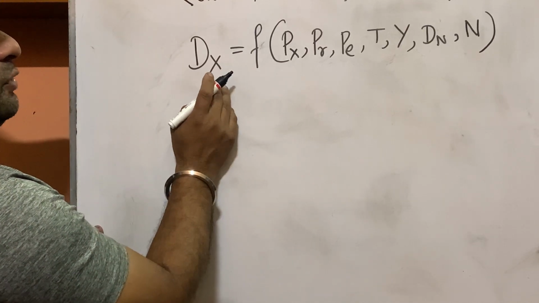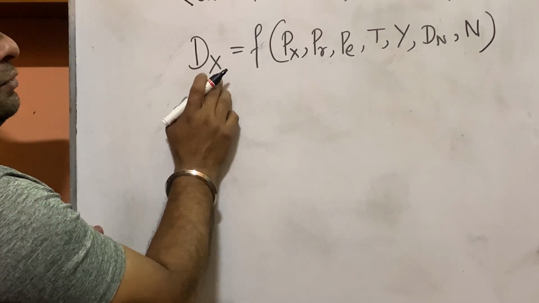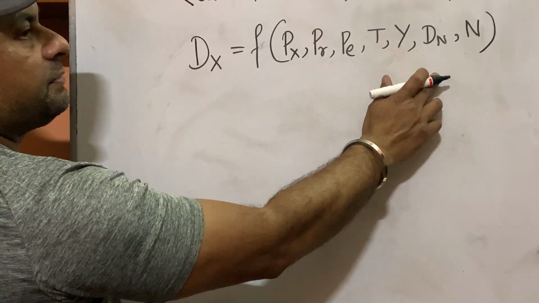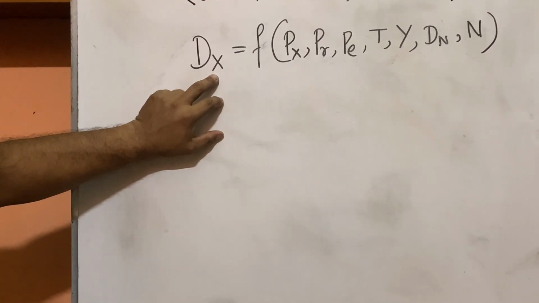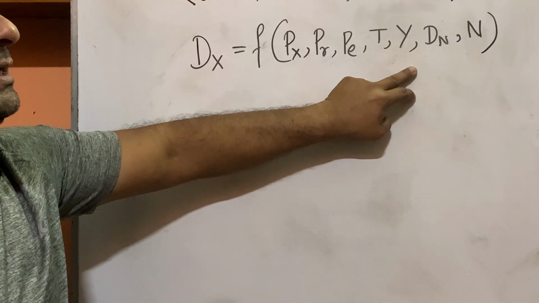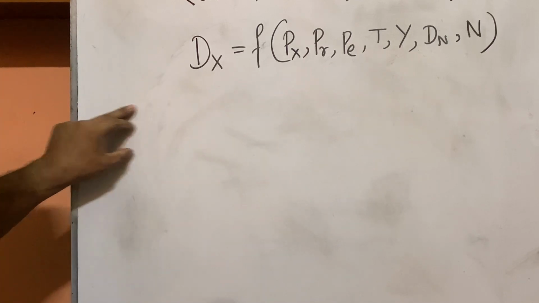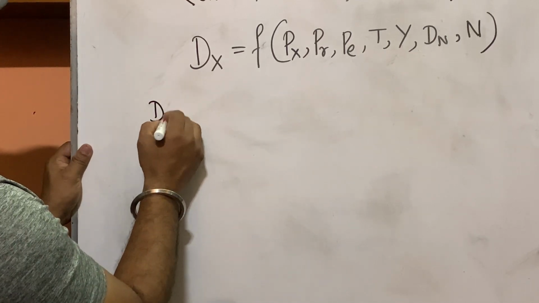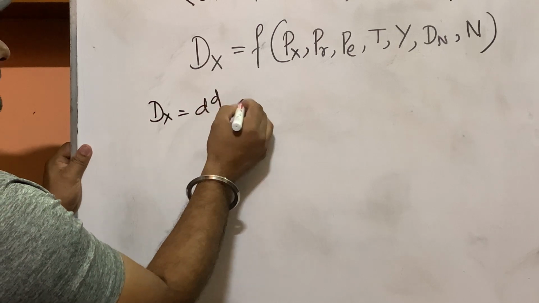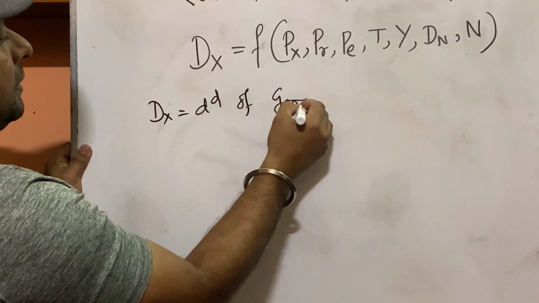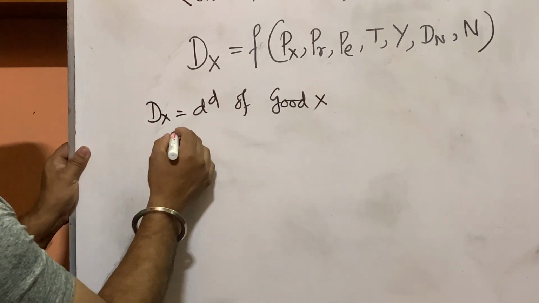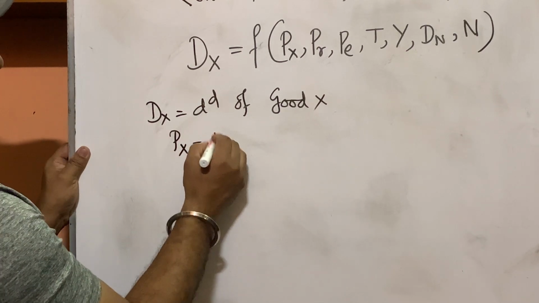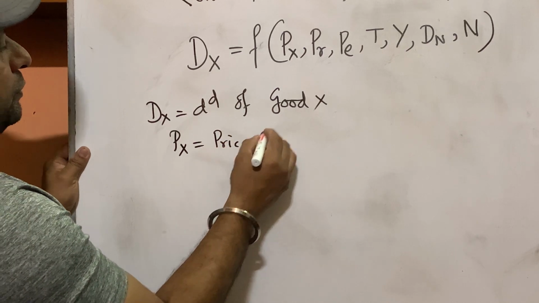Functional relationship between the demand of a good, X is the good here, with the factors of the demand is called demand function. Functional relationship between the demand of a good with its various factors, this is called demand function. Here DX means demand for good X. F is function, PX is one of the main factors, price of good X.